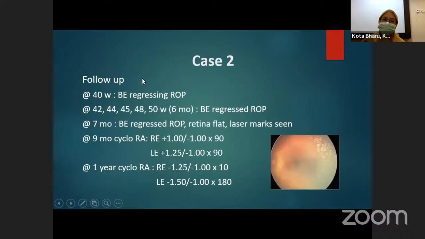Then follow up of that case just now at 40 weeks, showing regressing ROP, and further review at 42, 44 until 50 weeks at 6 months of age, noted ROP totally regressed. And further review TCA during 7 months, regressed ROP with laser mark, retina flat, no formation of any retinal detachment. At 9 months and 1 year, we do cycloplegic refraction just to monitor if there is any complication of ROP such as myopia.